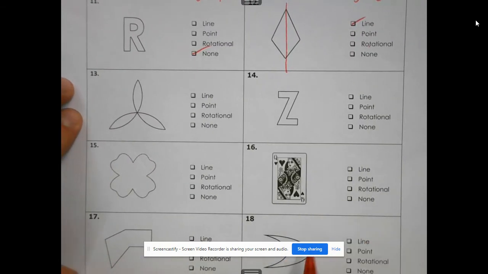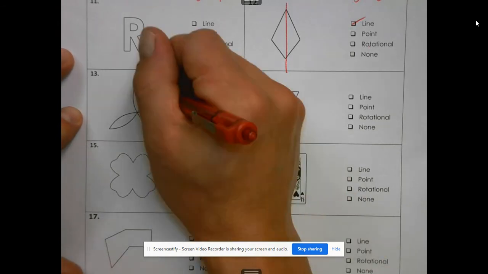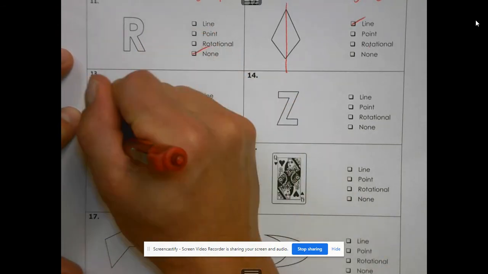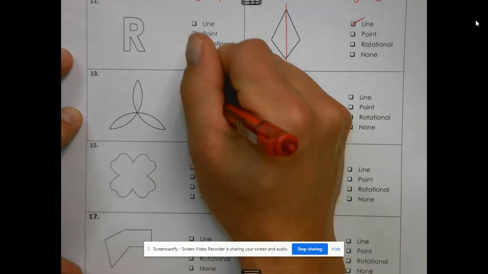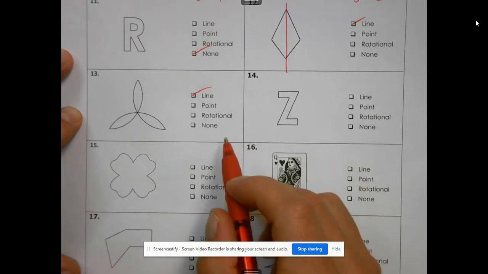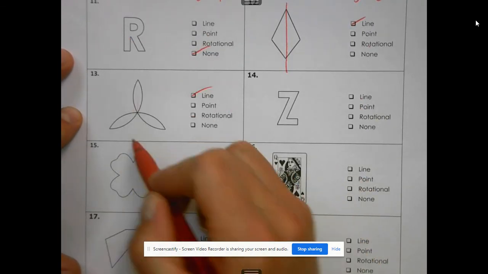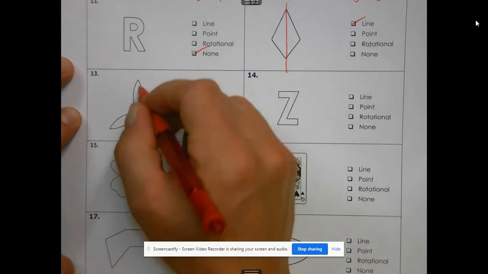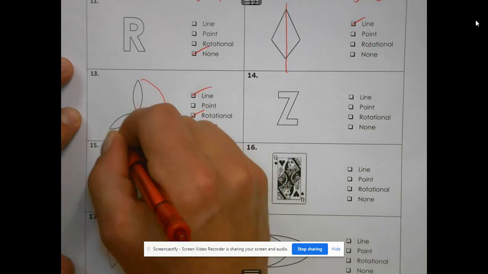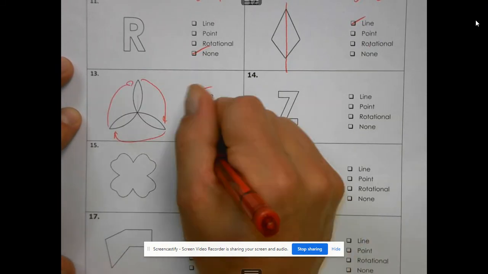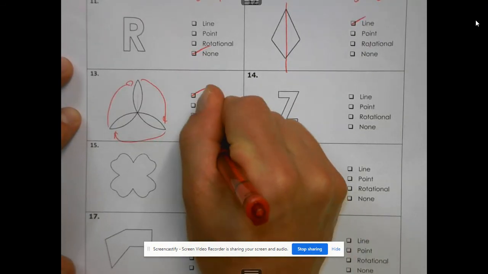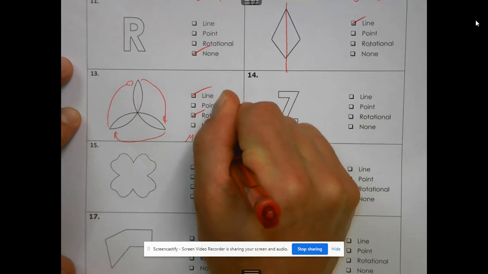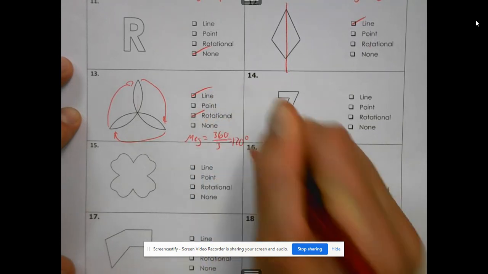13, this guy has line symmetry. I can draw 3 lines of symmetry throughout that guy. No point though. If I flip it upside down, it's not going to look the same. But this guy does have rotational. I can rotate this thing 3 times to get back to the original. So magnitude, 360 divided by 3, 120.